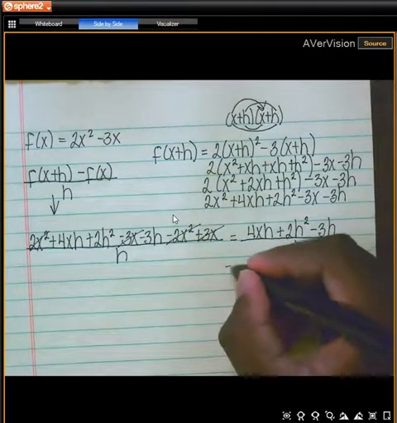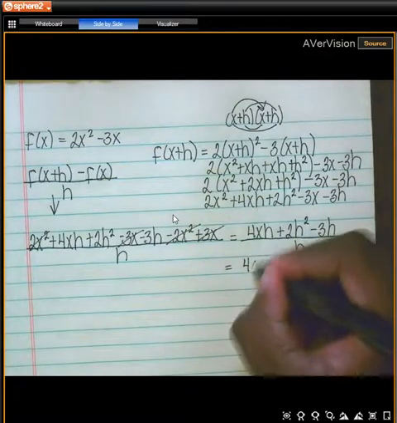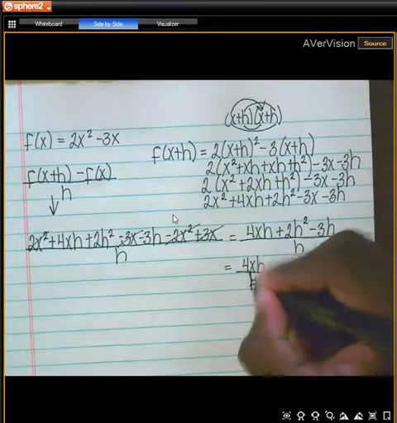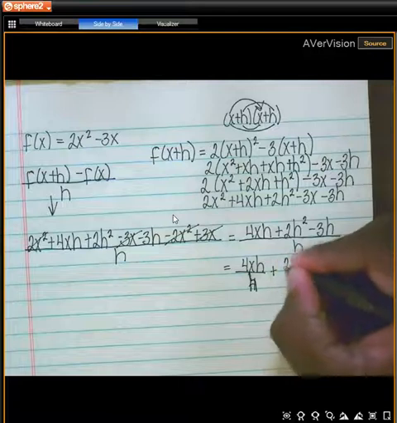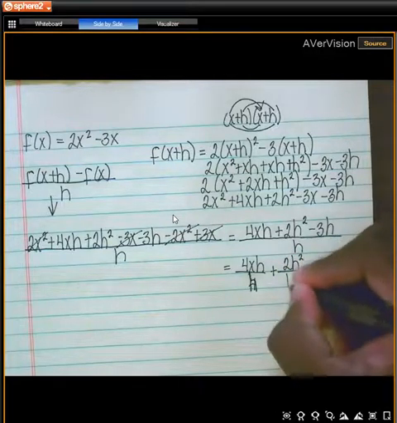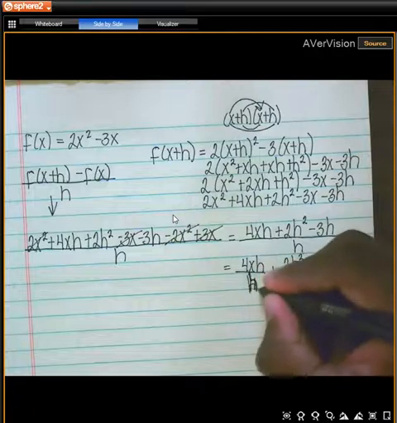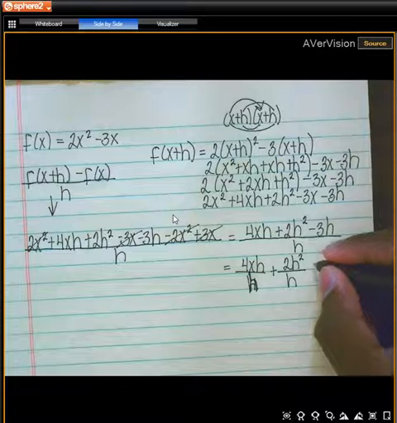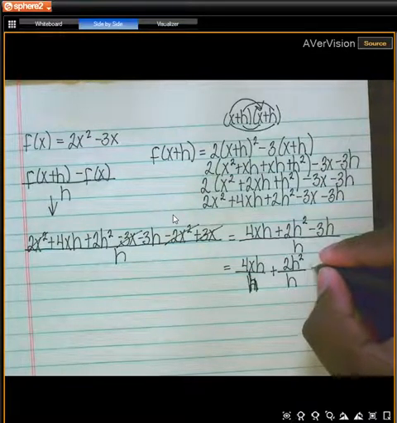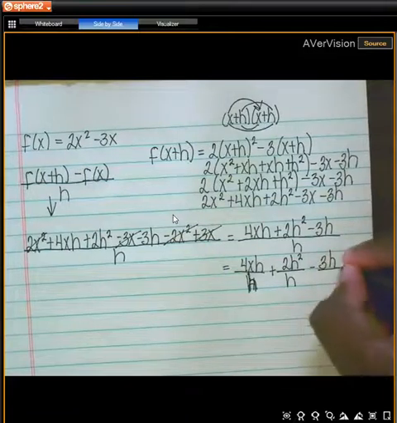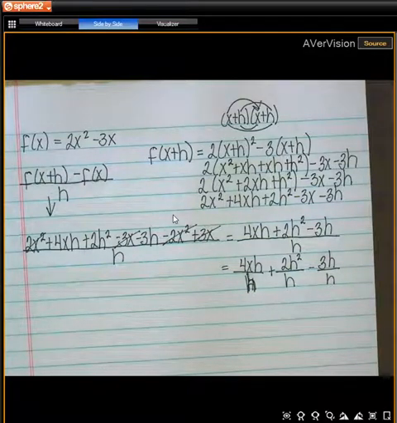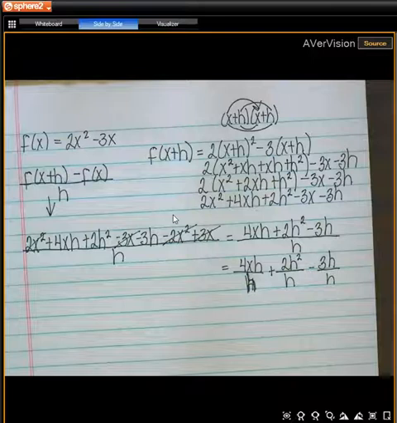Actually, it'll be better if we write it out like this. That's supposed to be an h. It's supposed to be an h. Huh? Yeah, this is the review. Where did I lose you? Don't lose faith. But where did I lose you?